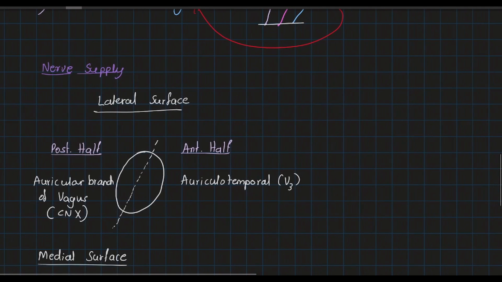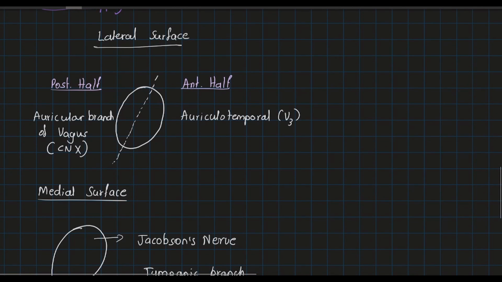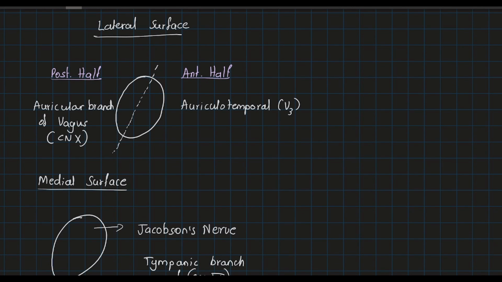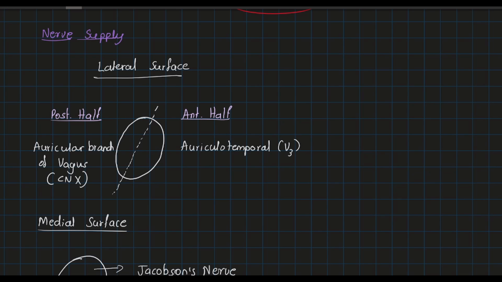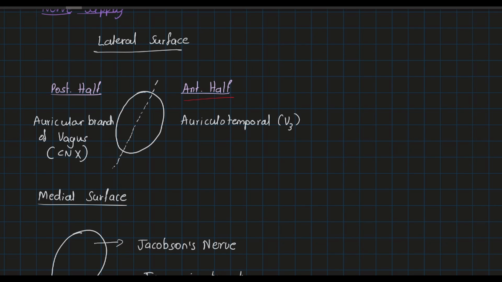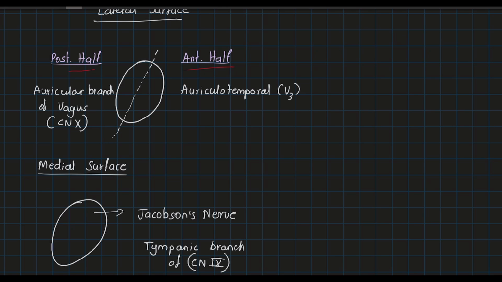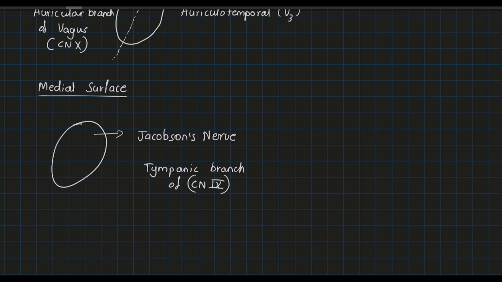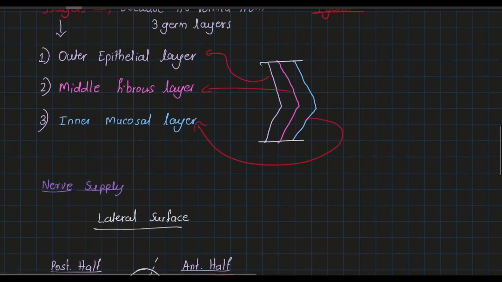Let's see the nerve supply of the tympanic membrane. As I said, we were dividing the tympanic membrane into anterior and posterior parts in the lateral surface. The anterior half of the lateral surface is supplied by the auriculotemporal nerve, and the posterior half of the lateral surface is supplied by the auricular branch of the vagus nerve, that is the 10th cranial nerve, and the medial most part is supplied by Jacobson's nerve, which is a branch of the 9th cranial nerve, the glossopharyngeal nerve.